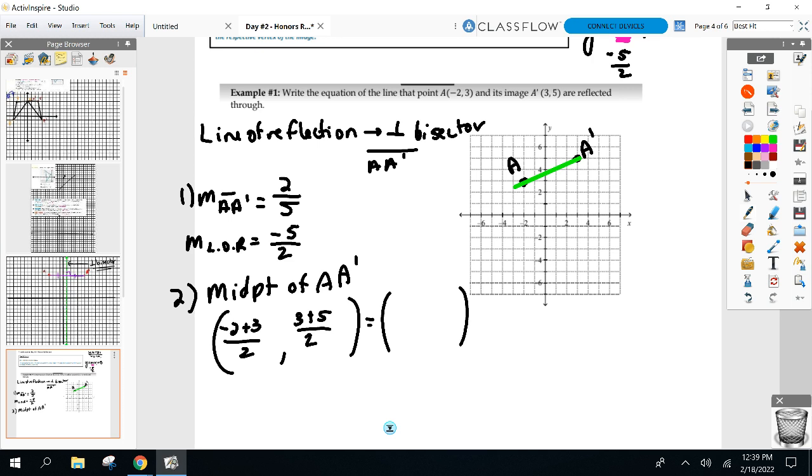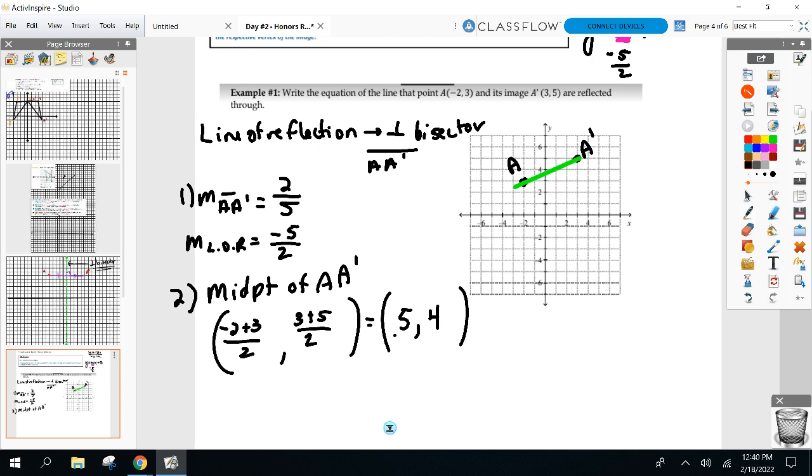So what are we looking at? 0.5 for the x coordinate of the midpoint and 4 for the y coordinate. 8 over 2. Oh, no, Griff, I was just saying 4 as in that was the y, not your number. Don't worry. Thank you, though. This point is on AA prime. This point is on the line of reflection as well.